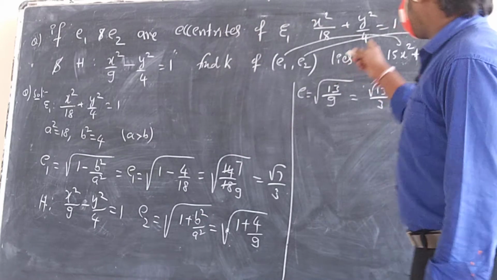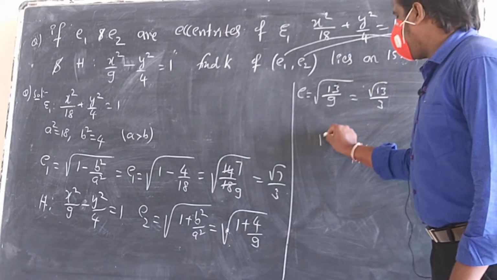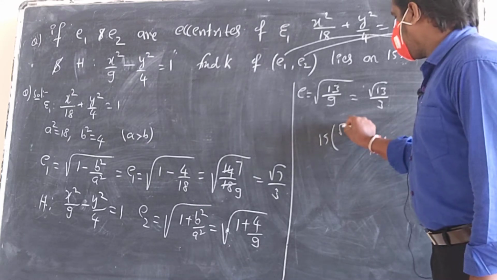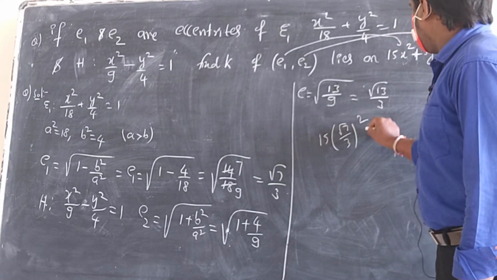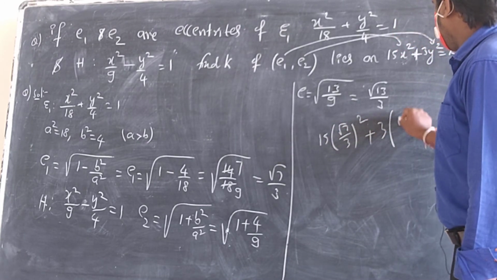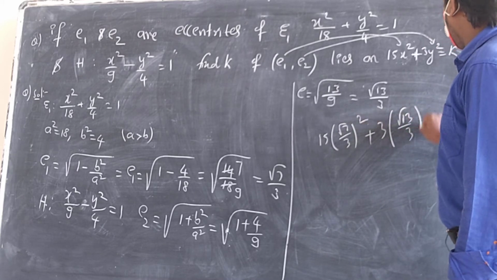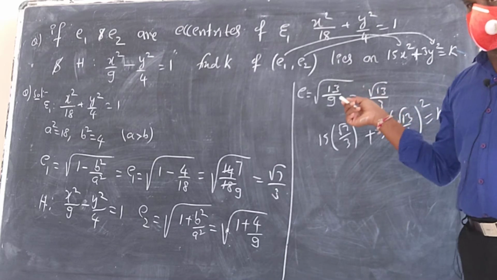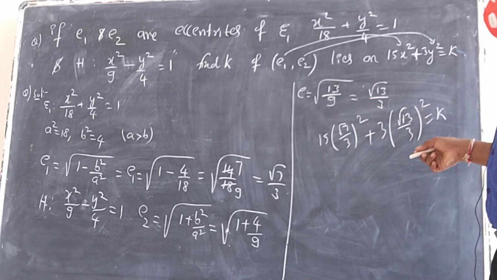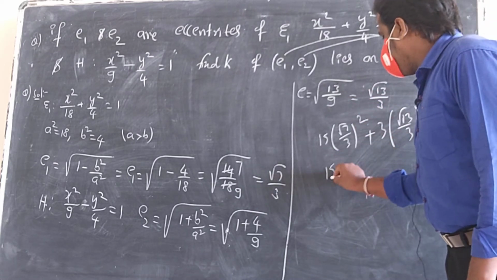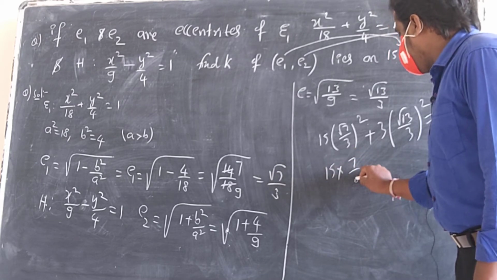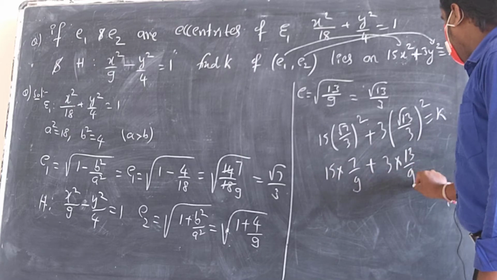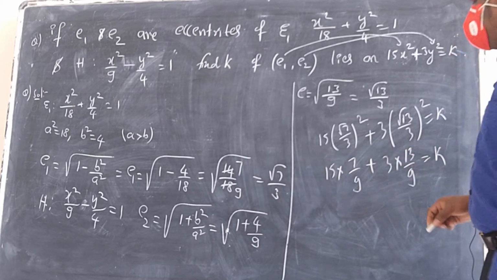Now these values I will substitute here. So 15 into (root 7 by 3) whole square plus 3 into (root 13 by 3) whole square equal to k. This is JEE 2019 question. So what do I get here? 15 into 7 by 9 plus 3 into 13 by 9 is equal to k.